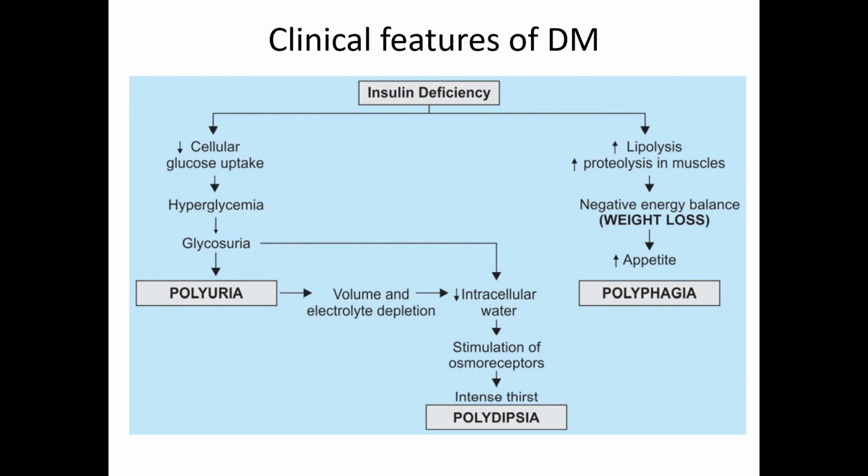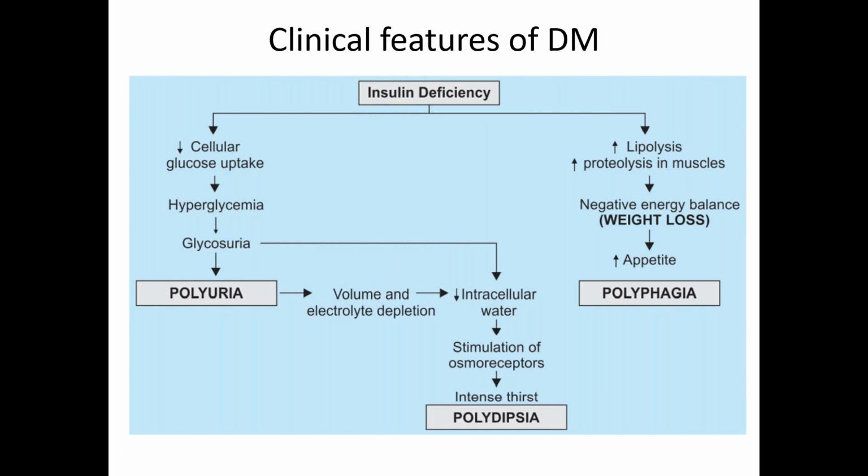I will explain this again here graphically. The insulin deficiency, how it leads to polyuria, polyphagia, and polydipsia. So polyuria is because of decreased cellular glucose uptake. That is, glucose utilization is decreased by the muscles. So there is hyperglycemia. Hyperglycemia leads to glycosuria. So along with glucose, water is also lost in excess. That leads to polyuria.